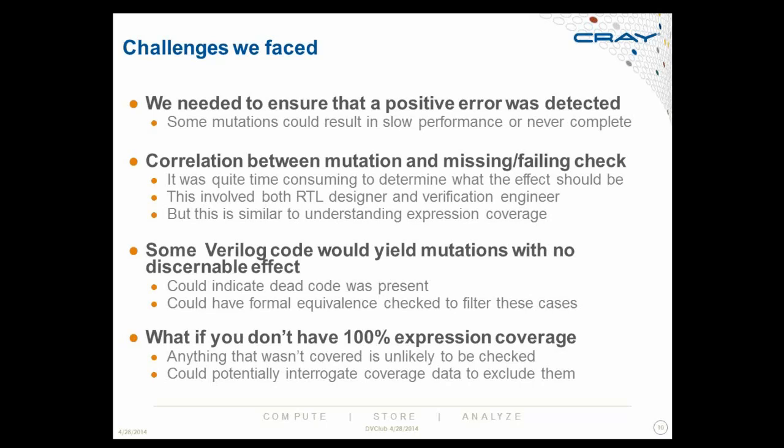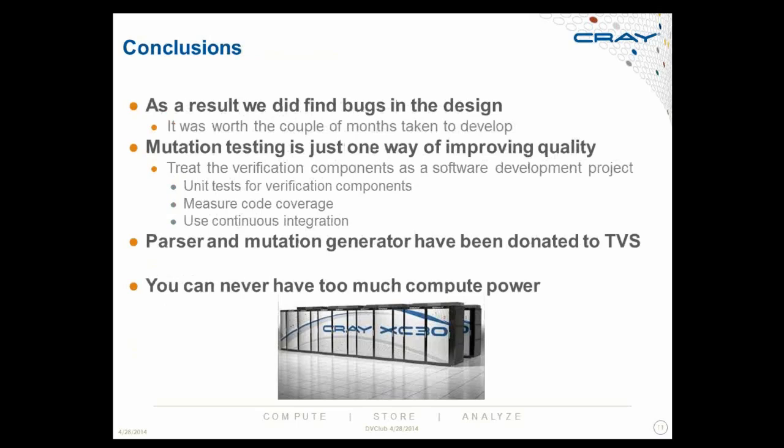And again, something that someone came up with is how you try to do this early in the test cycle, rather than leaving it for the last bit when you think you're all finished, then you run your mutation testing and you discover that actually you're nowhere near. So we looked at ideas about how we could use expression coverage to try to remove or ignore mutations that we knew were not going to have any effect. And then conclusions.